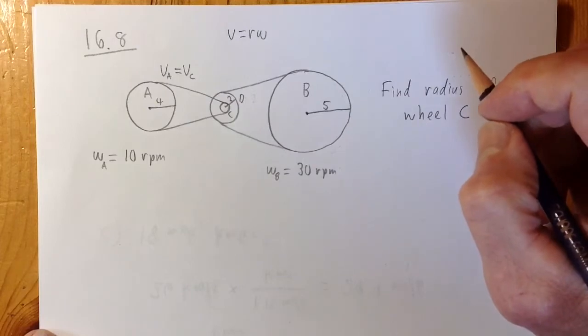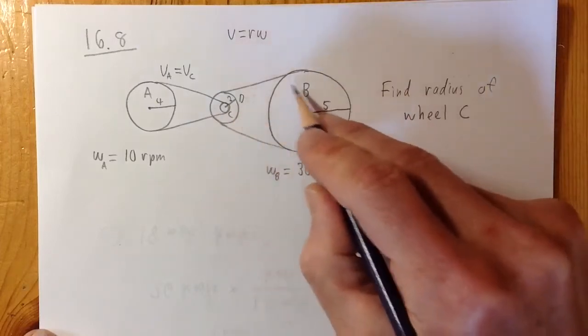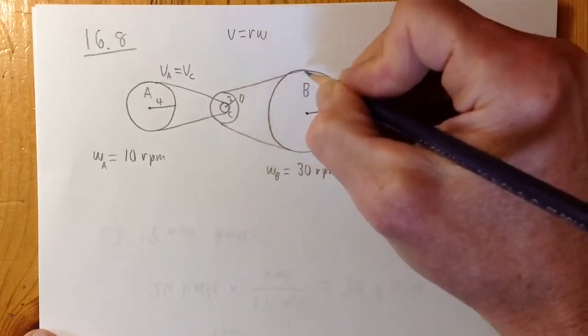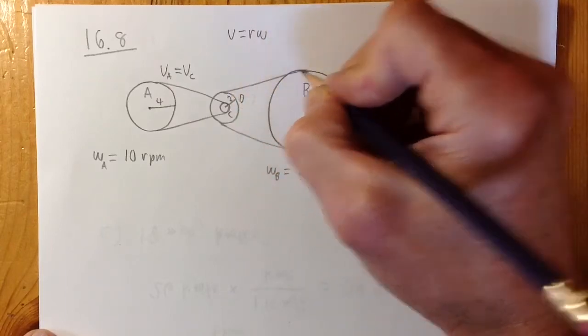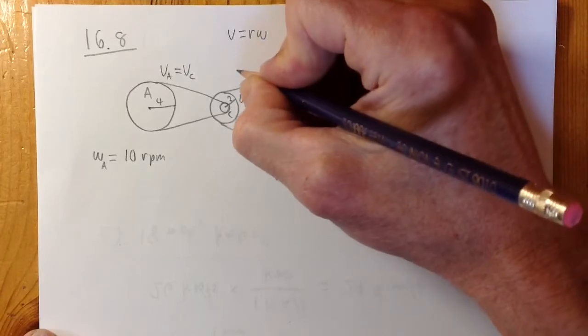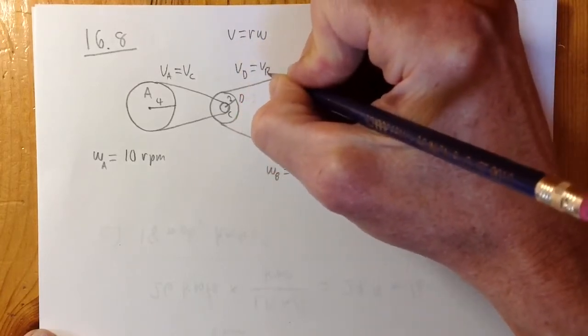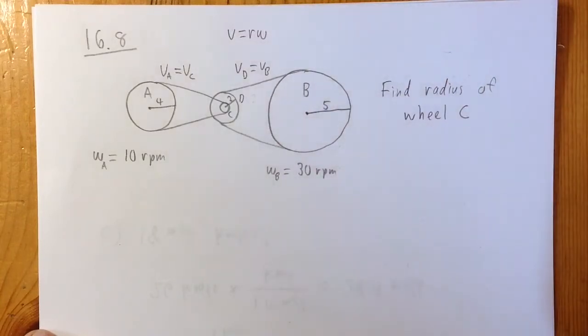Same thing over here. VD is the same as VB because this belt attaches to wheel B and also to wheel D, so we could say the velocity of D is equal to VB because they're attached to the same belt. Okay, so that's one way to solve these.